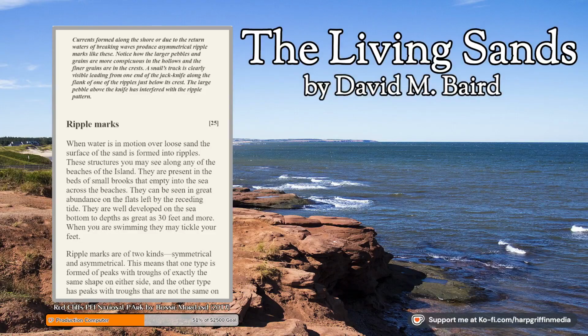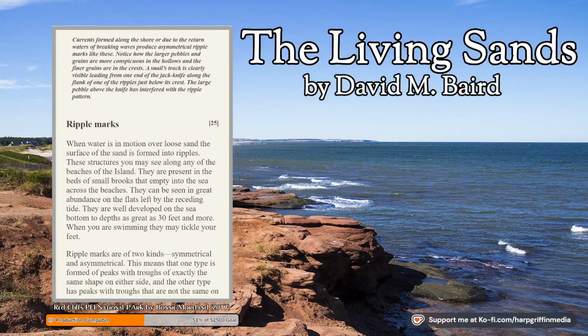Notice how the larger pebbles and grains are more conspicuous in the hollows and the finer grains are in the crests. A snail's track is clearly visible, leading from one end of the jackknife along the flank of one of the ripples just below its crest. The large pebble above the knife has interfered with the ripple pattern.